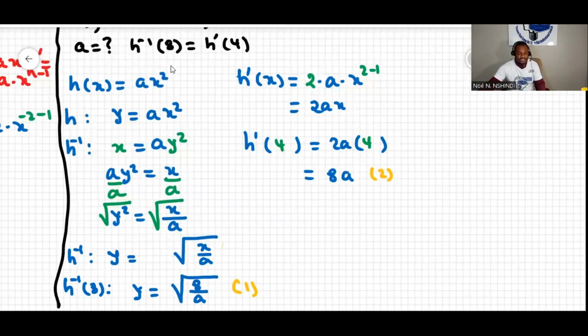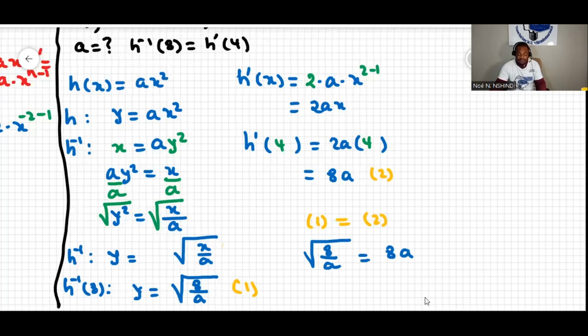Now, because we set the two equal, h negative 1 of 8 equal to h prime of 4, we will set the two equal here. We're going to do that now. Equation 1 equal to equation 2. So it'll be square root of 8 over a equal to 8a.